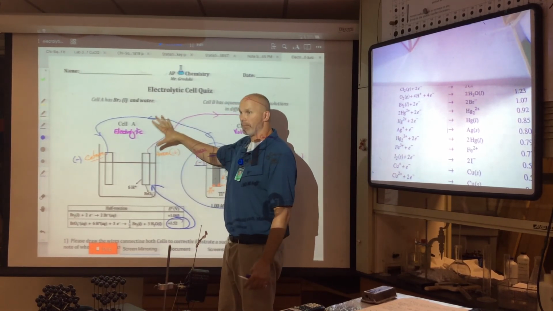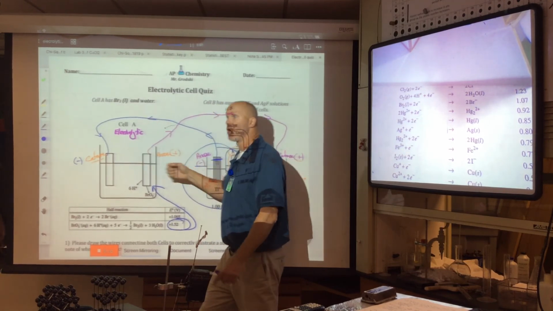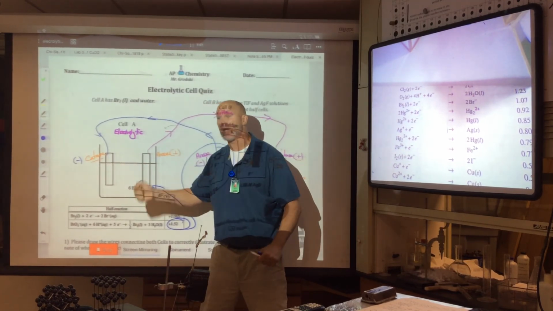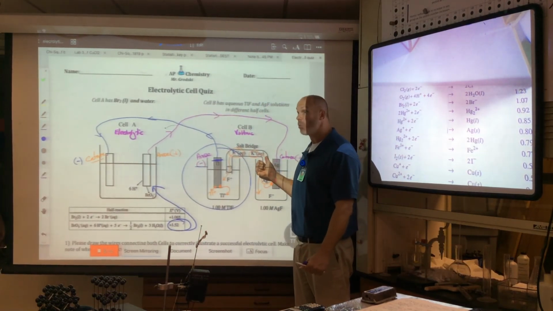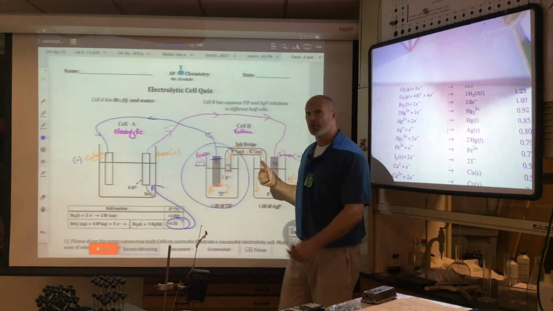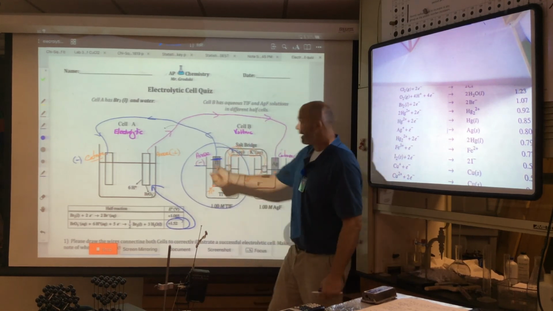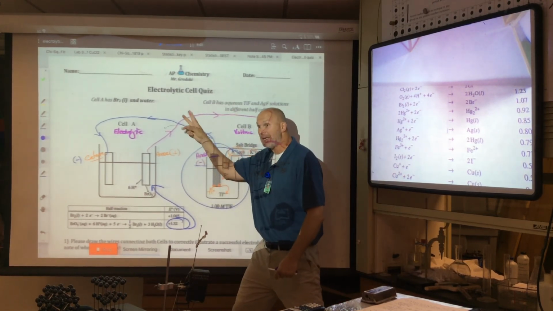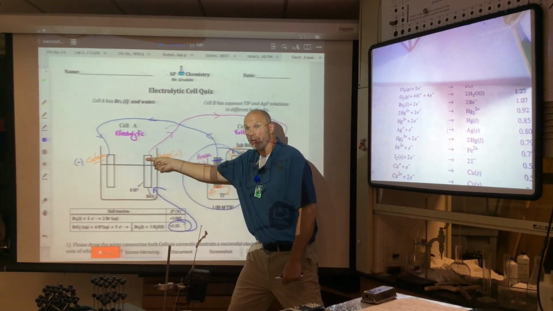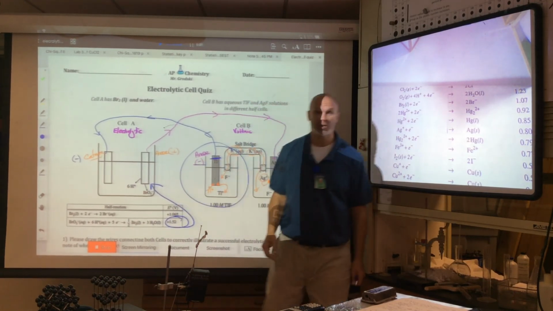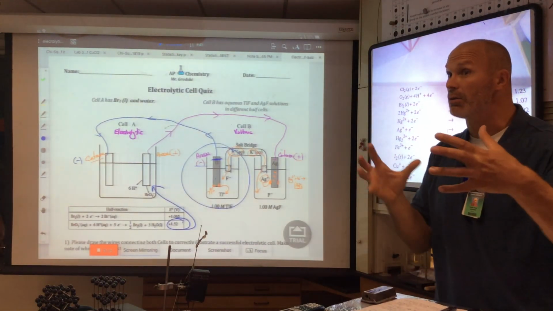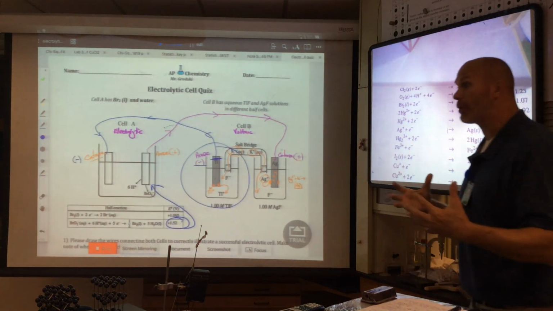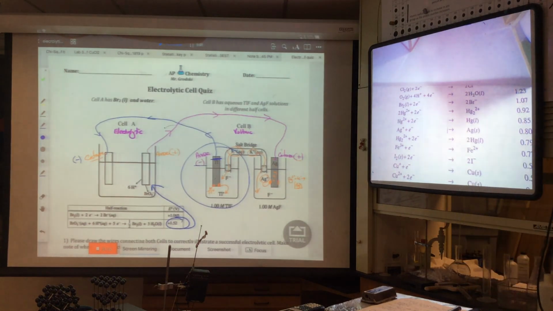Cell A was what? Electrolytic, non-spontaneous, required energy. How do I know? This had negative volts. This one had positive volts. It was spontaneous. It was producing free energy that this was using. You cut these leads, will this work? No, this drove it. So many ways to say that. So that is the crux. And those skills, although it will be different, are very similar to your test coming up next week.